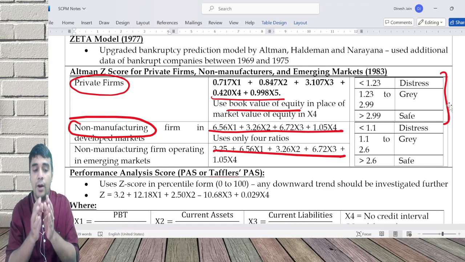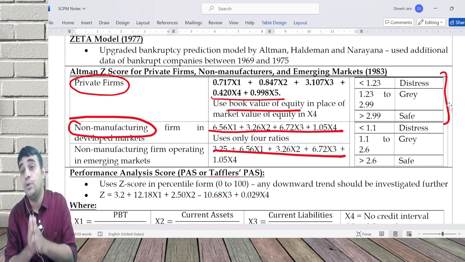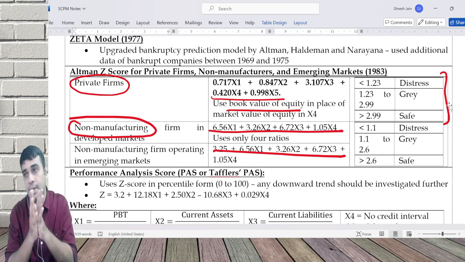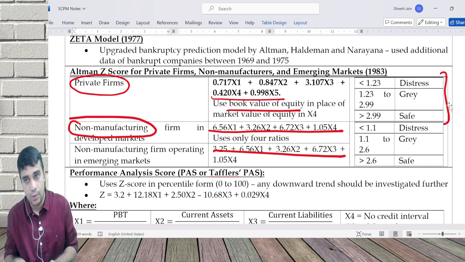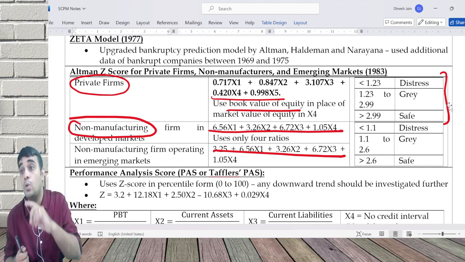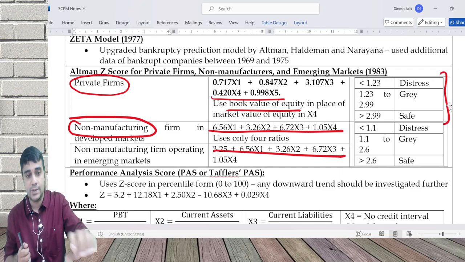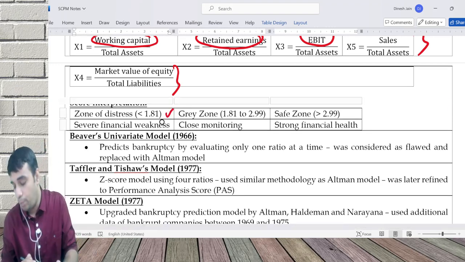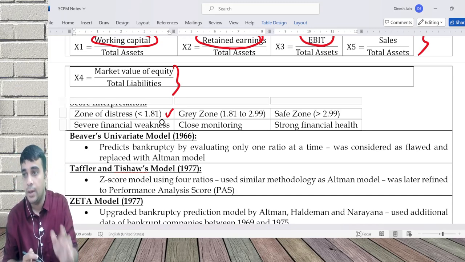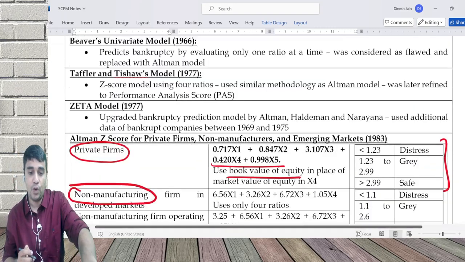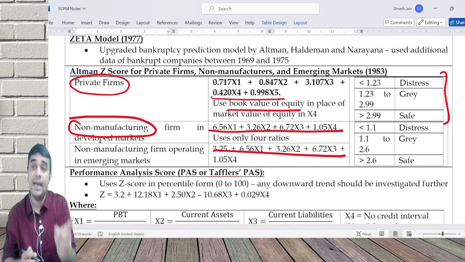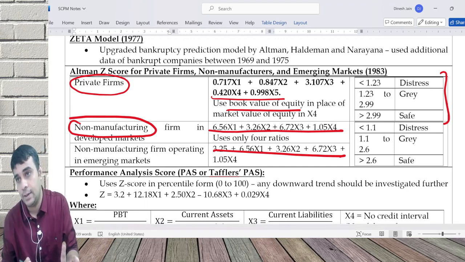Okay. For a non-manufacturing company, what we do is we do not use X5 in the formula. X5 is related to sales. They do not have major sales. Formula remembering, it's your choice how you want to do it. But remember the zone. Zone is 1.1 and 2.6. To cut it short, here it is less than 1.81, greater than 2.99. What is here? Less than 1.23, greater than 2.99. Here, less than 1.1, greater than 2.6.